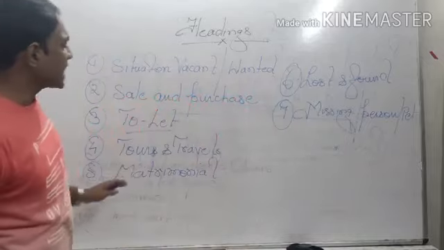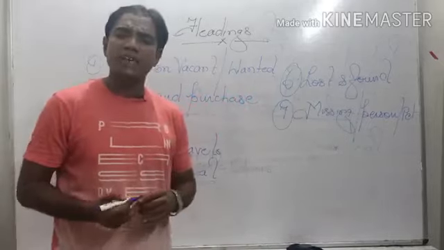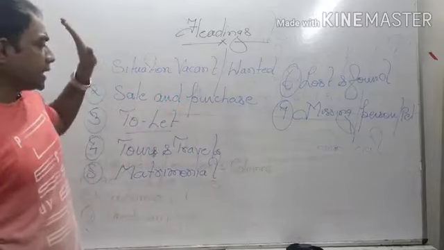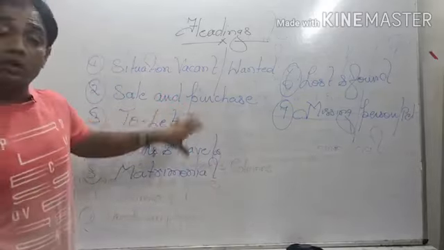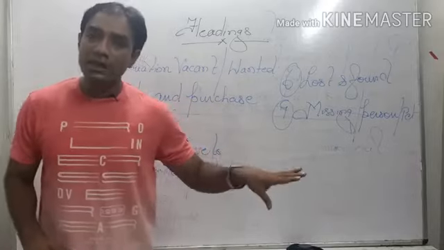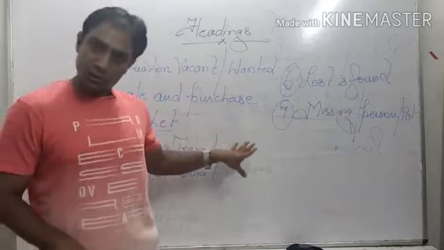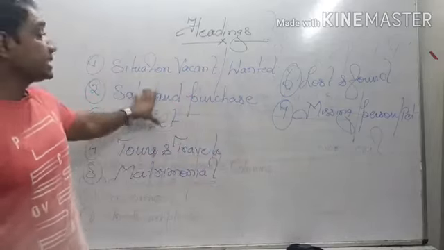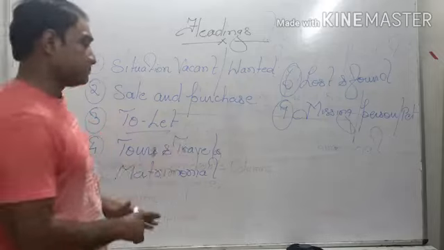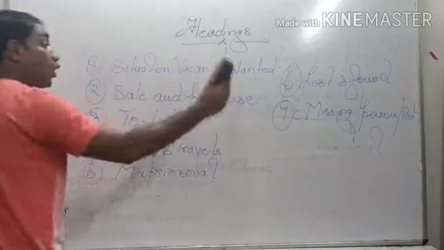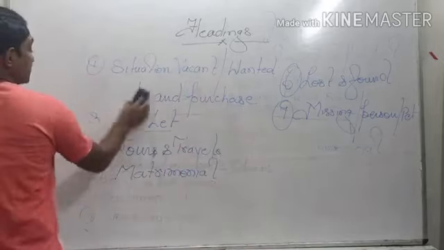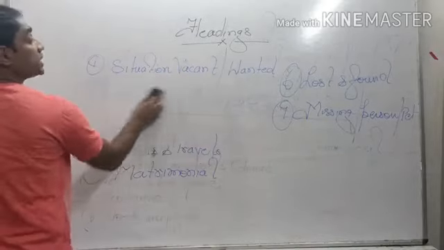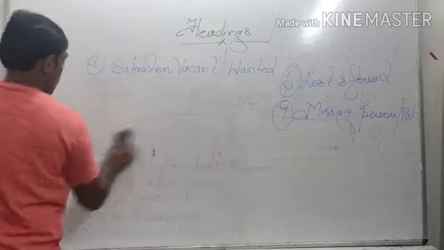So these are some of the categories. There are many more categories, but we are not concerned with all of them. These are some important ones, and from the point of view of your knowledge and your examination, these are the only things that would be coming to your paper. So you need not bother about anything else except what I am teaching you. Today, we will not be talking about all of them. We will be just talking about one heading, and that is situation vacant and wanted.